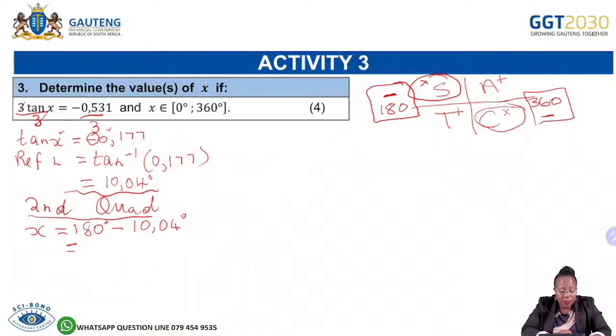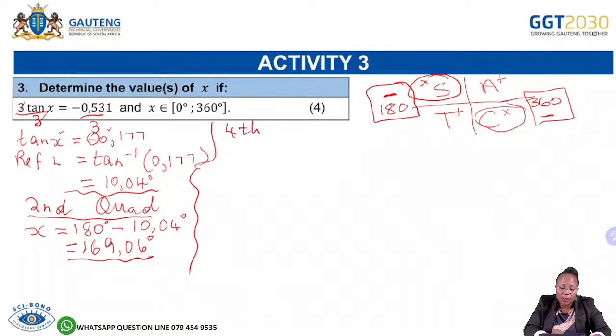Okay, 180 minus 10.04, that is 169.06 there. Okay, that is the degrees for that. And then now we go to the fourth quadrant, and in the fourth quadrant we are looking at the reduction there. So the reduction in quadrant 4, we have our angle x, it will be 360 degrees minus.